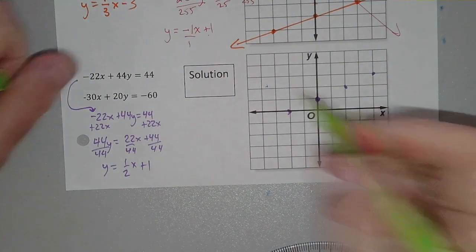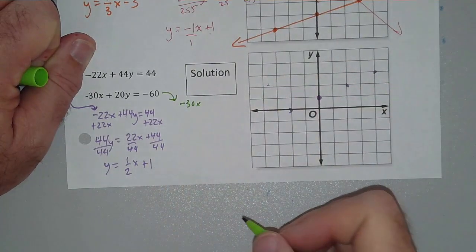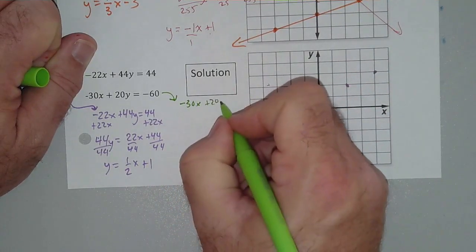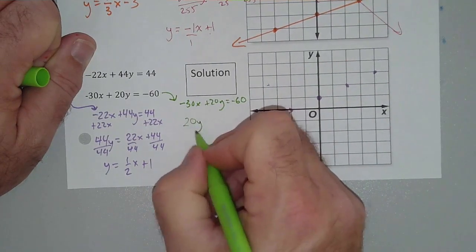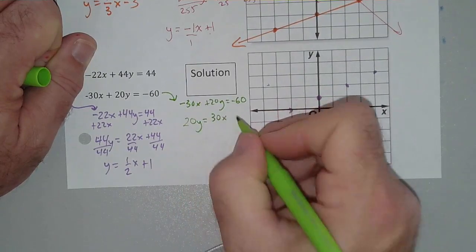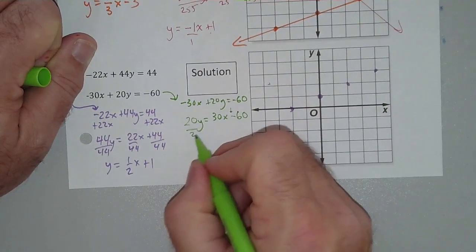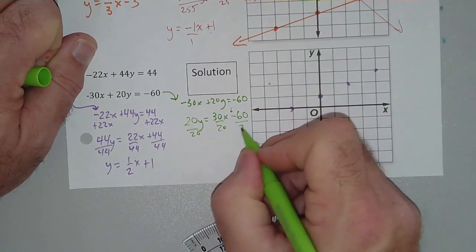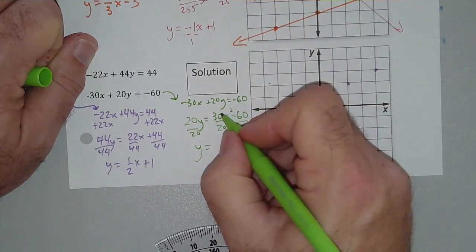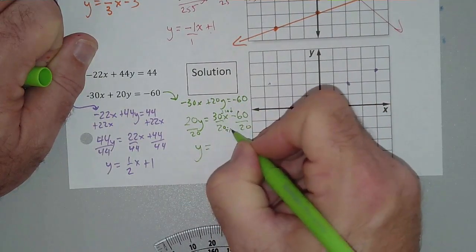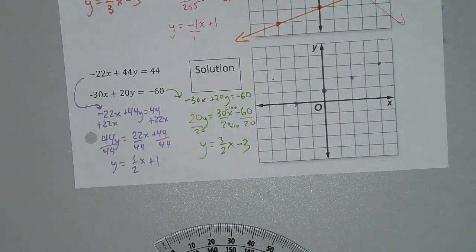There's 1, up 1, right 2, up 1, right 2, down 1, right 2. And then let's finish with green. Here's this one. Negative 30x plus 20y equals negative 60. I'm going to skip a step here. 20y equals 30x minus 60. Don't lose that minus. Divide by 20, divide by 20, divide by 20, and I get y equals, I'm going to simplify this, divide them both by 10. And I get 3/2 x minus 3.